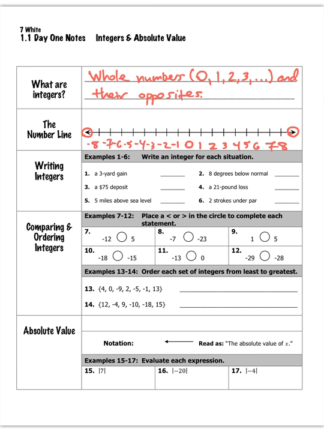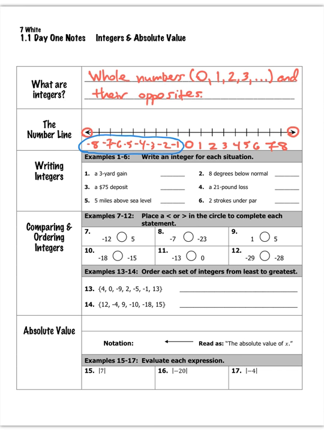Okay, and so notice in the negative world, what I like to call it, these numbers sort of go backwards from what you're used to in positive world. But this is a good way to help you when you're ordering integers, which we'll do in a moment. Right now, I want to focus on how to write integers. So for each of these word situations, we're going to write an integer, so either a positive or a negative whole number, to represent that situation.